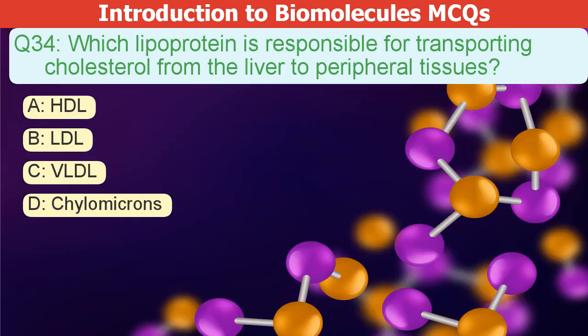Which lipoprotein transports cholesterol from the liver to peripheral tissues? A. HDL. B. LDL. C. VLDL. D. Chylomicrons.